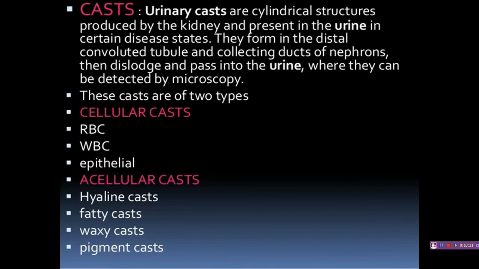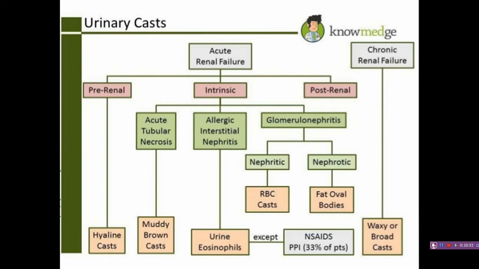Casts. Urinary casts are cylindrical structures produced by the kidney, present in the urine from the convoluted tubule and collecting duct of nephrons. They dislodge and pass into the urine, where they can be detected in microscopy. The casts are of two types: cellular casts and acellular casts. The cellular casts are RBC, WBC and epithelial cells. And acellular casts are hyaline casts, fatty casts, waxy casts and pigment casts. In this diagram, you clearly see how the different casts are formed in different types of renal disease.